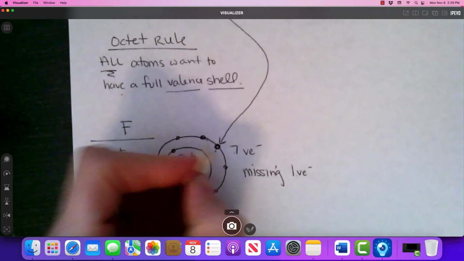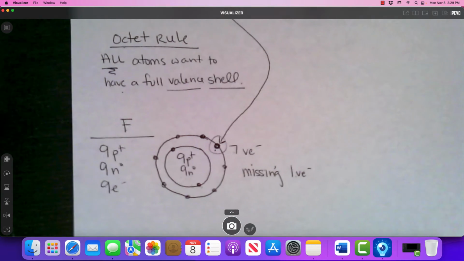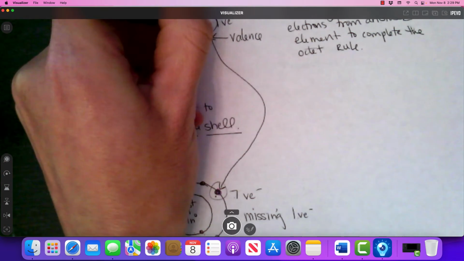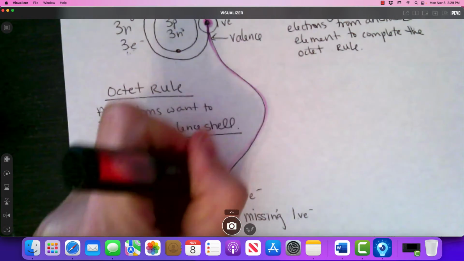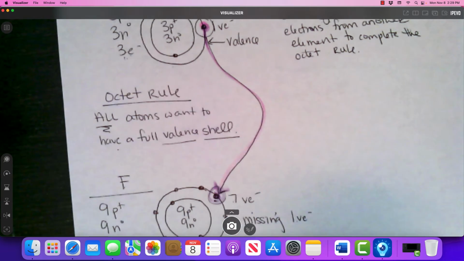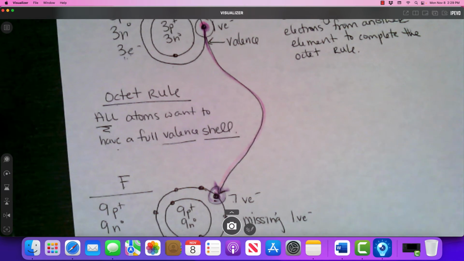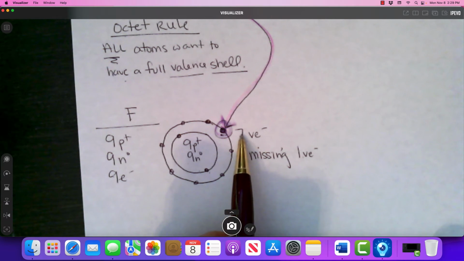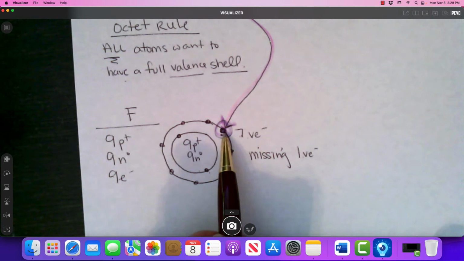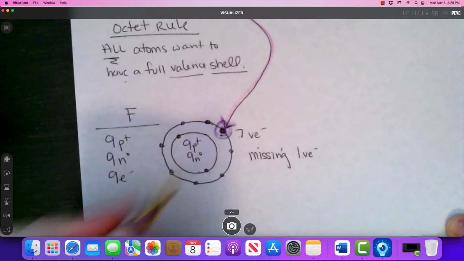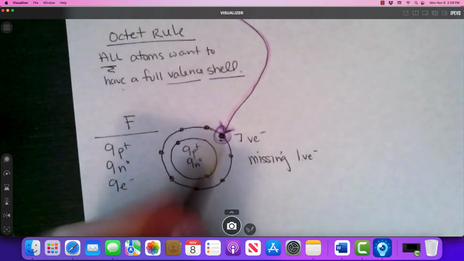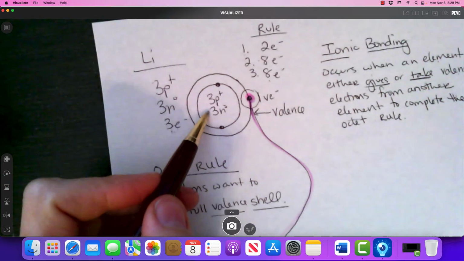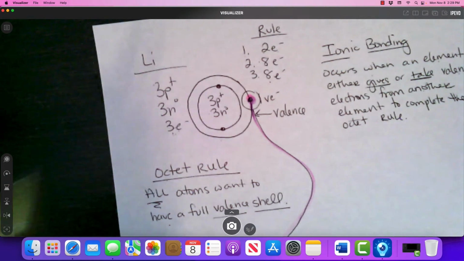So if lithium gives away that 1 valence electron to fluorine, fluorine now has a total of 8 valence electrons. It had the 7 and it got 1 from lithium. So now it has completed its octet rule. It now has 8 valence electrons. Yay! Well, lithium up here also benefits.